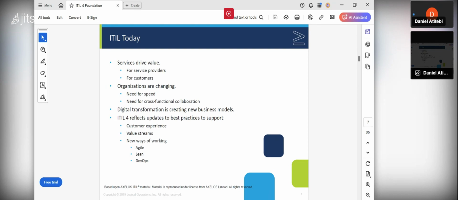Digital transformation is creating a new business model. You must understand that. Digital transformation is helping a service organization to create a new business model. Very important. So that is what new IT today makes us understand. So the thing we need to ask ourselves is, what do we mean by digital transformation?